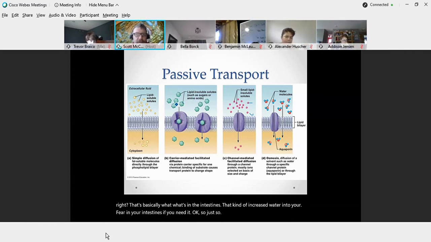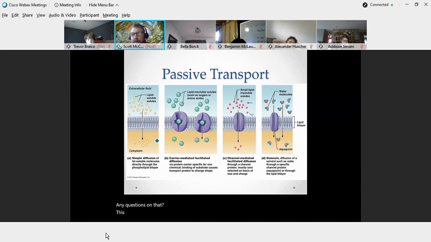I could take this and turn this into a test. I could easily take each of these pictures and mix them up, and I could have you match up the picture with simple diffusion, carrier mediated facilitated diffusion, channel mediated. So I'm going to have you take this part of the test and match up. I put a star on this slide saying you need to know the passive transport slide, and I think you'll be in good shape. Any questions on that? I think this is 4 questions on your test. So make sure you know it.